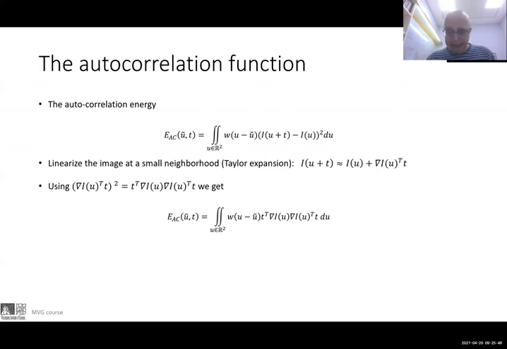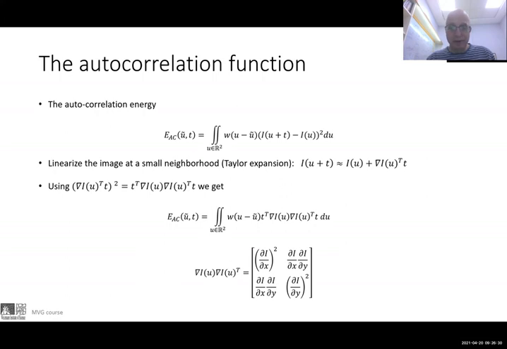Okay, and we see that there is like an important structure here, which is the gradient times the gradient transpose. So it's a vector times itself transpose, an outer product that produces a matrix, and this is the matrix. Okay, so what is the matrix? The derivative of the image with respect to x squared, with respect to y squared, those are in the diagonal, and the mixed derivative in the off diagonal.